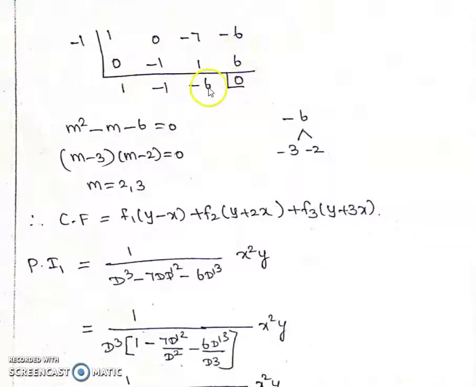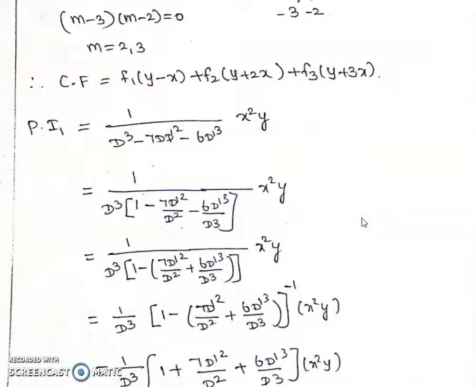Now we write this as a quadratic equation: m² - m - 6 = 0. Solving this quadratic equation, we get m = 2, 3. Now we are going to write the complementary function. The complementary function is equal to f1(y - x) + f2(y + 2x) + f3(y + 3x).